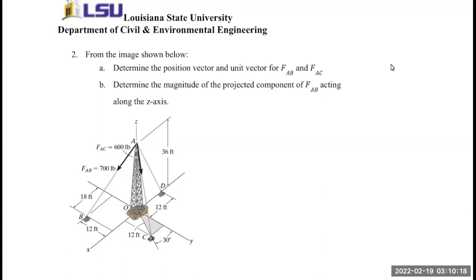We know that for this kind of problem, the first thing we have to do is find the coordinates for each point. So let's do that. For A, I have 0, 0, 36, because it's only 36 feet along the z-axis and nothing along the x and y. For B, I have 18, negative 12, and 0. And then C is a little bit different.